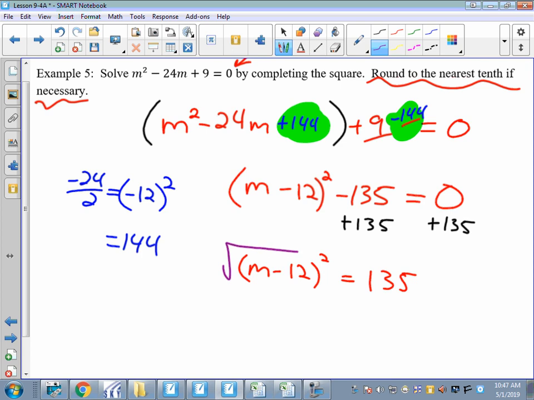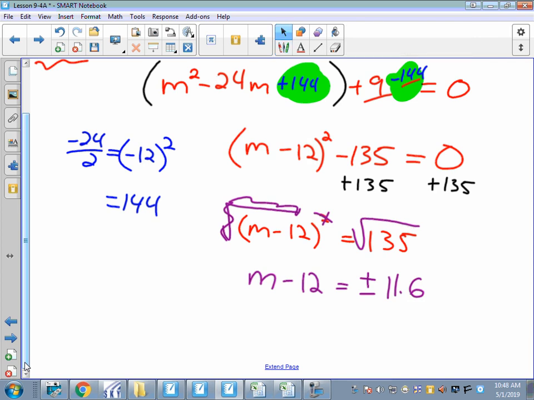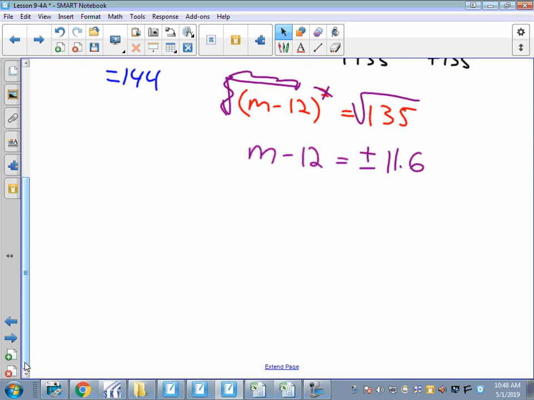Square root of this side, square root of this side. All right? Remember, square rooting something that's squared is going to cancel all that out. So I'm going to just be left with m minus 12. And I'm going to have the square root of 135. Well, punch that into your calculator. It doesn't come out evenly. And we're going to round to the nearest tenth. So it comes out to a plus or minus 11.6 if you round to the nearest tenth. Remember, you got two answers there because a positive 11.6 squared would be 135. Also, a negative 11.6 squared would be 135. So I got two different answers here that I got to split up.